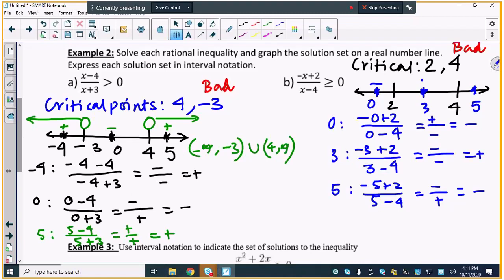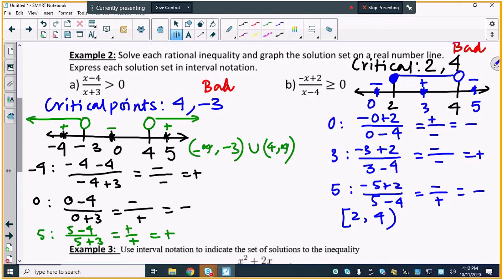So negative, positive, negative. I wanted greater or equal to 0, so positive or 0. So I will get a closed dot at 2. It should be a closed dot at 4, but because it is the bad point, I cannot take it as my point, so I have to put an open dot. And this is the only positive interval. So the solution set is going to be closed to open for.